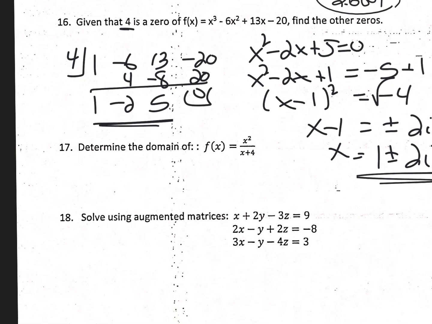All right, 17, find the domain. The domain is, we do it like this. All x such that x cannot equal... What can x not equal in a fraction? You cannot get a 0 in your denominator, so x cannot equal -4, and you've got it.